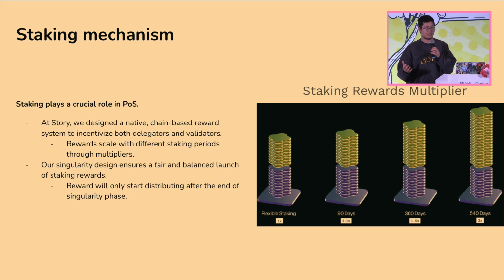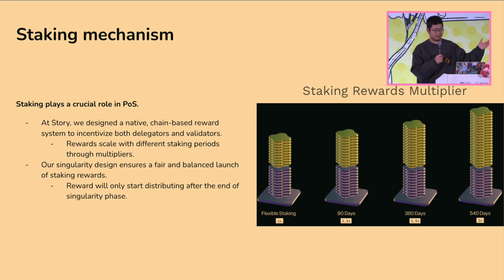So at Story, we have a chain-native reward distribution system that allows delegators or validators to choose the staking period. Depending on the staking period, you get more multipliers. We also designed a special phase called the singularity phase. Before the singularity phase, none of the validators are able to gain any block reward. Only once the singularity phase ends do the block rewards start to generate, to create a fair environment for staking.